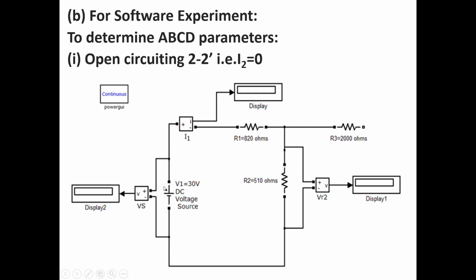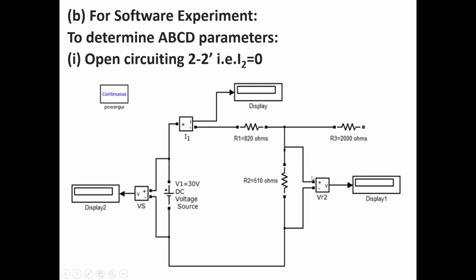So we will take a DC voltage source and set a value of 30 volts in this, and across it we have connected a voltage measuring element, that is a voltage measurement. Whatever voltage is measured by this voltage measurement element is displayed in this display. And in series with the 820 ohms, a current measurement is connected. This current measurement will measure the current in 820 ohms and display that value in this display.